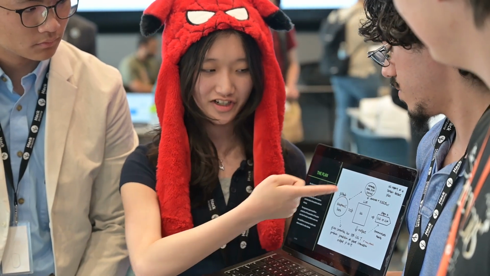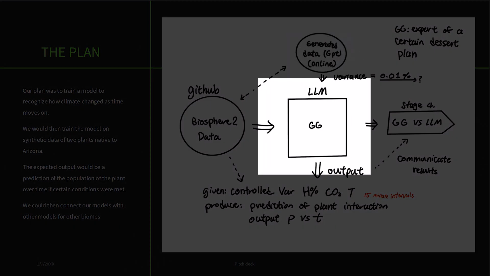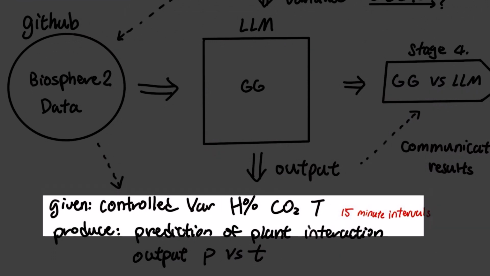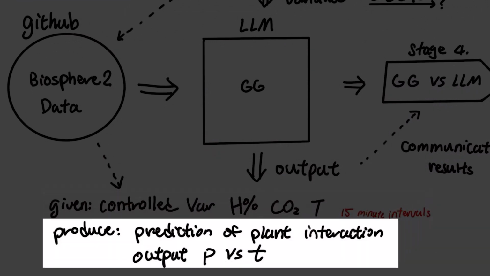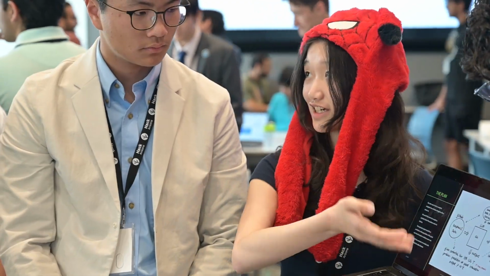We would use our generated synthetic data and feed it into the model again, so then it will take in the plant's data. And then the expected output will be the prediction of the plant population over time. And stage 4 will be our model talking to other models and learning and conversing back and forth. But we didn't quite get to this step.